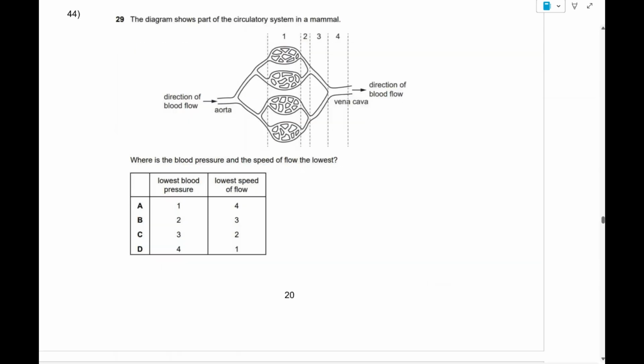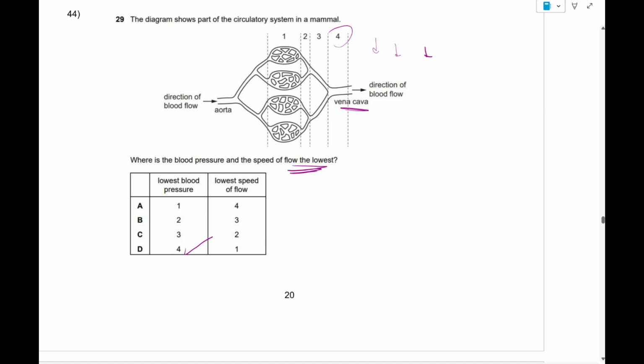Question number 44, the diagram shows part of the circulatory system in a mammal. Where is the blood pressure and the speed of flow the lowest? So, a rule of thumb is that as we go further from the heart, from the aorta, then the capillary, and then the vena cava, or the veins in general, the blood pressure keeps decreasing and decreasing and decreasing. Therefore, the veins are going to naturally have the lowest blood pressure. Therefore, 4 is going to be the lowest blood pressure.